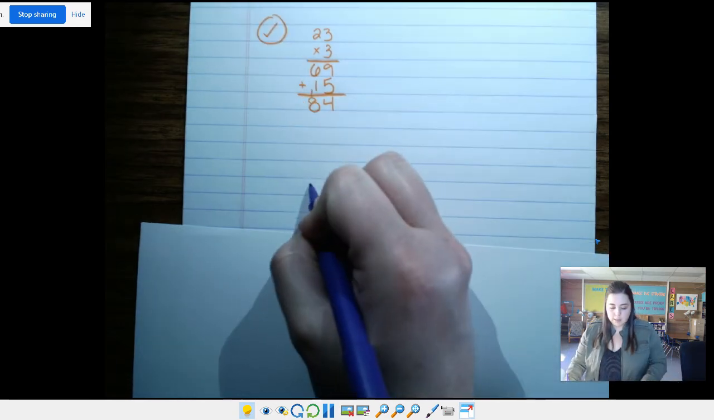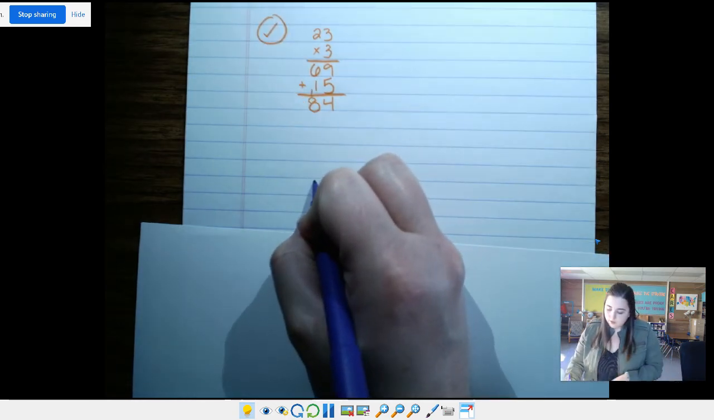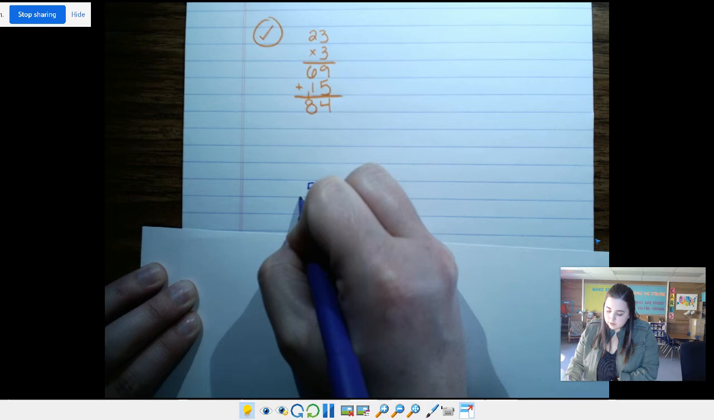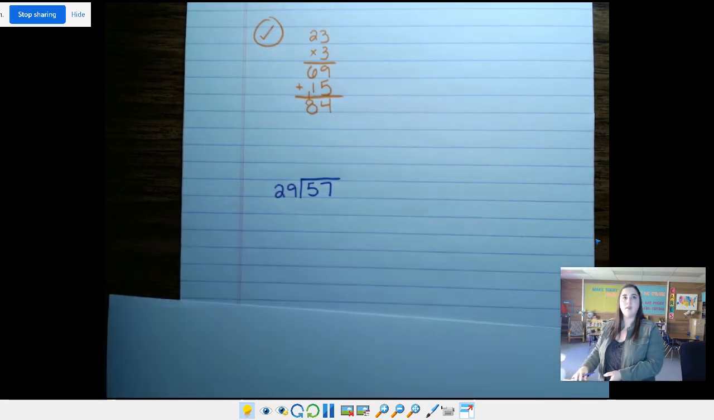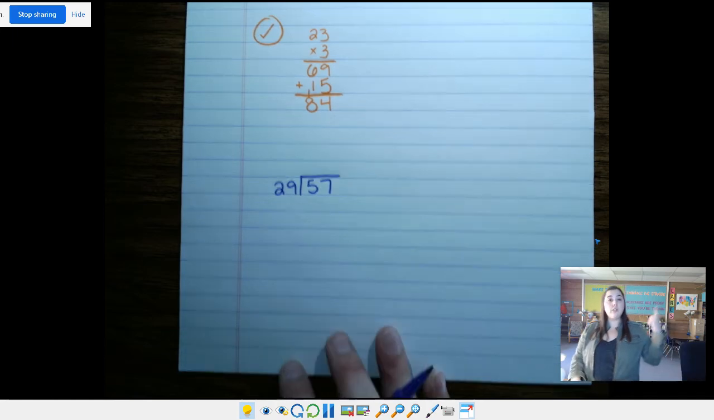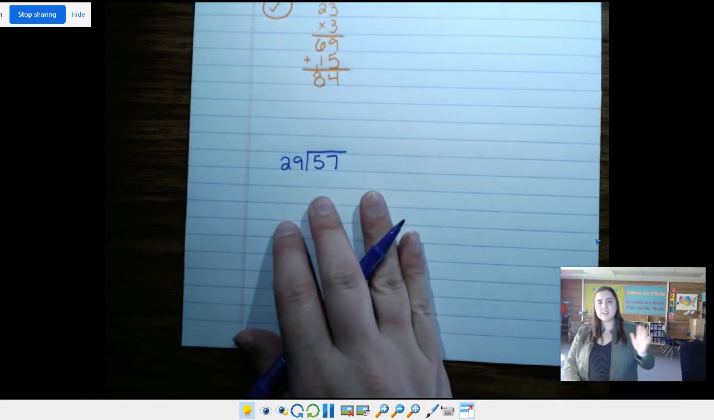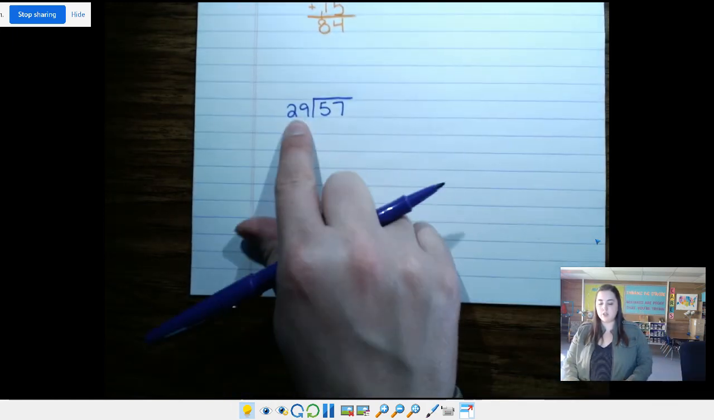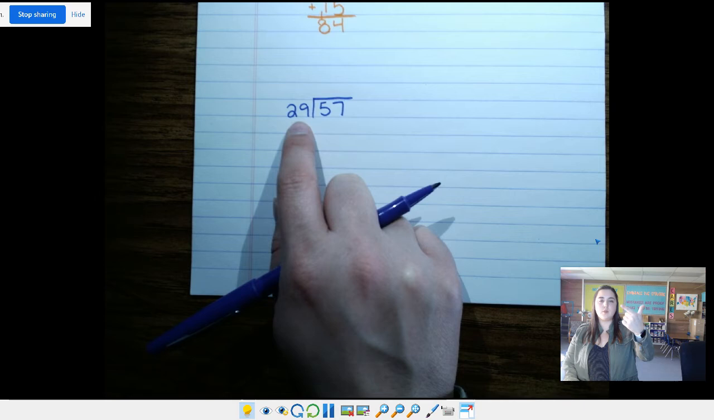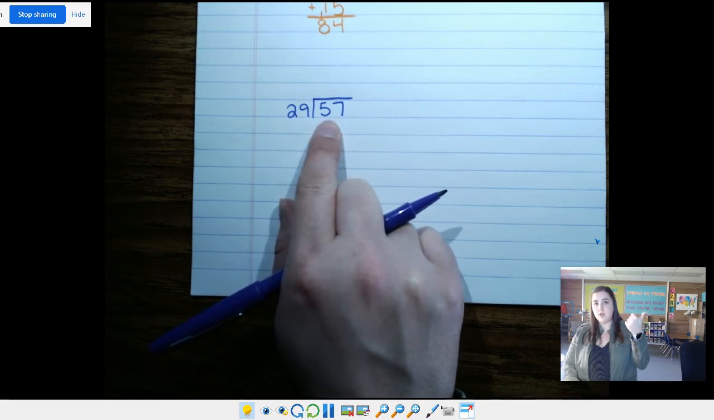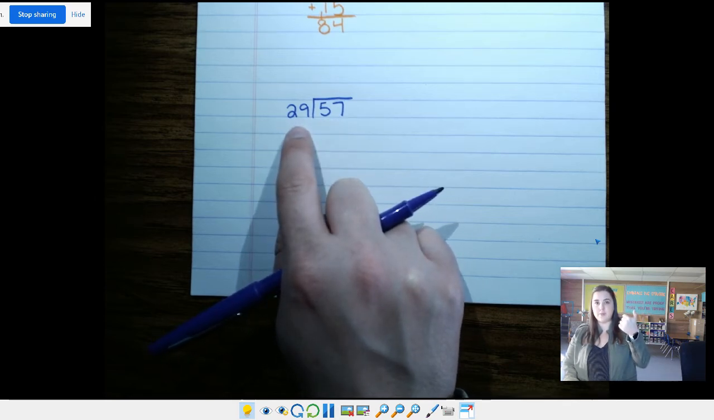So I want to set up the problem 57 divided by 29. If you are using mental math, this isn't as important for you because you could say, okay, 29, that's close to 30. I count by 30s, I go 30, 60. Oh, 60 is already too much. So it must just be 1 time.